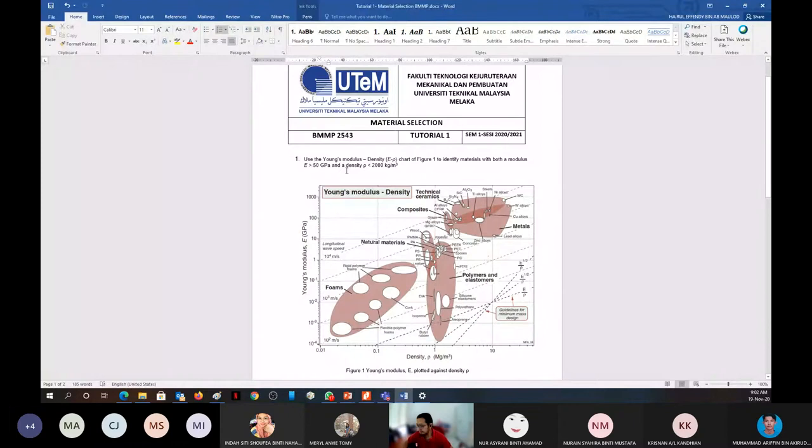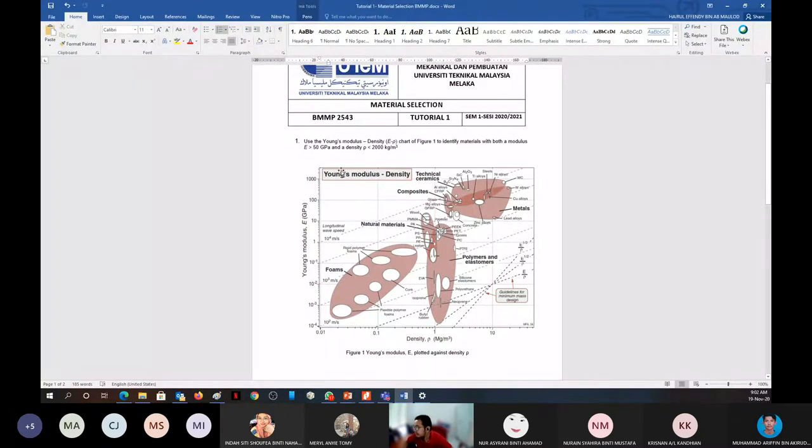Okay, so we'll start straight away with the first question. Here is an example of a Young's modulus density graph. So how do we generate this? You can use the software in CES EduPack, or in this example, I just took it from the textbook that I shared with you last week, I think. It asks that we identify the materials with a modulus E of more than 50 gigapascal and a density of less than 2000 kilogram per cubic meter.